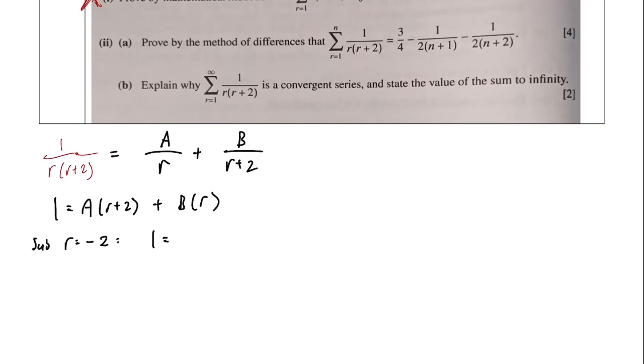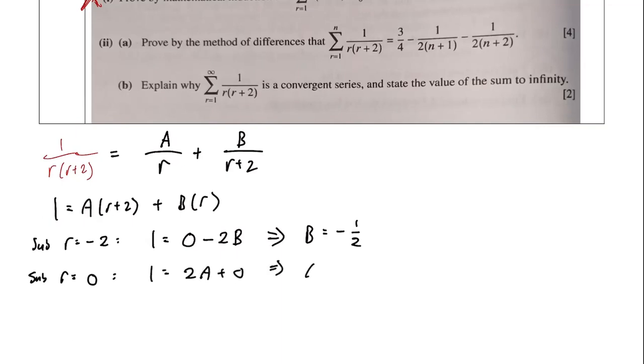We get 1 equals 0 minus 2b. That means that b is equal to negative half. Or we can sub in r with 0. We end up with 1 equals 2a plus 0, which means a equals half. So a here is 1/2, b here is negative 1/2.